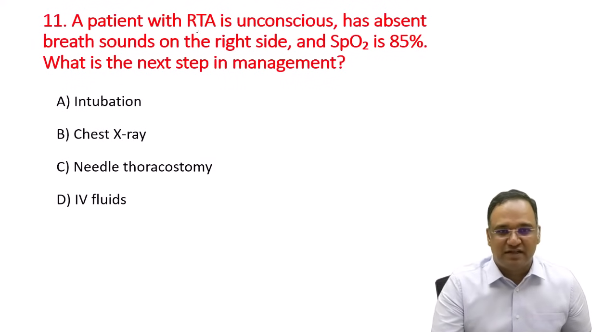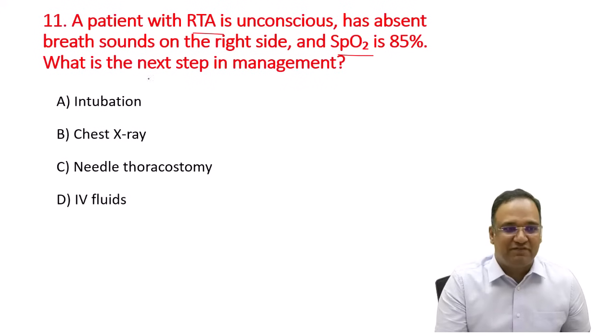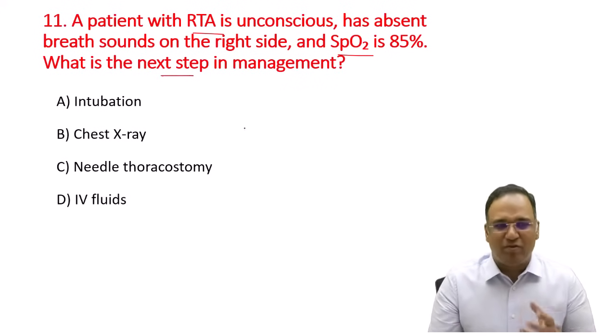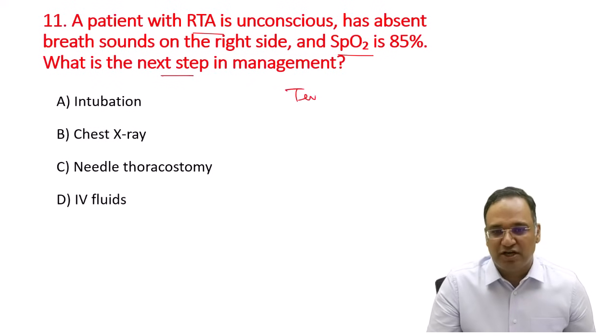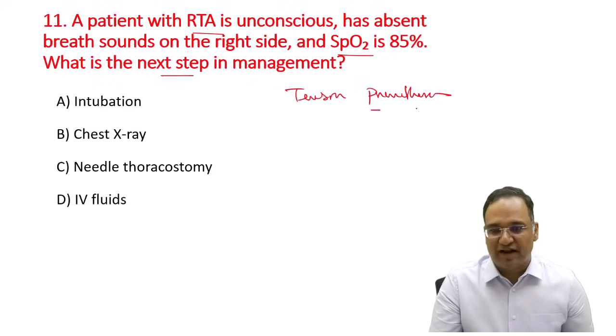A patient with an RTA is unconscious, has absent breath sounds in the right side, and the SpO2 is 85%. What is the next step in management? What are we dealing with? We are dealing with tension pneumothorax. With tension pneumothorax, first is to decompress.